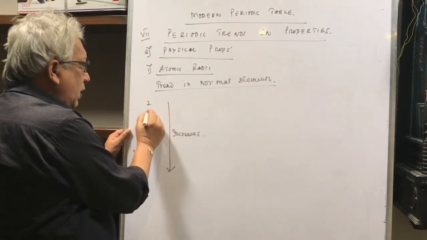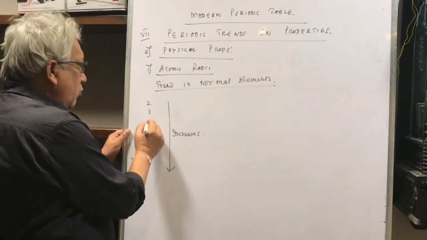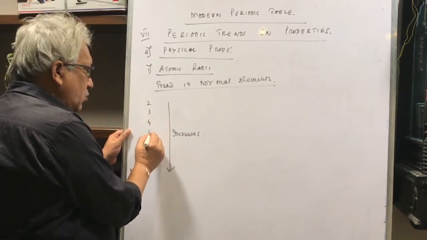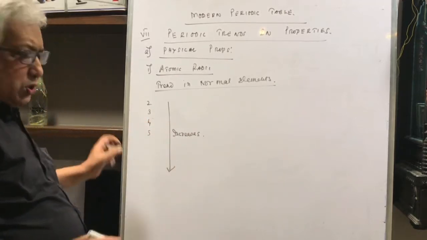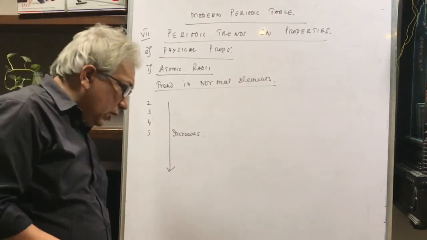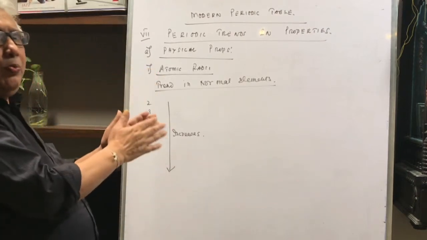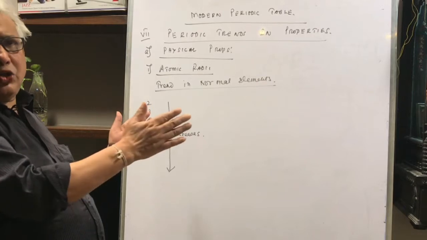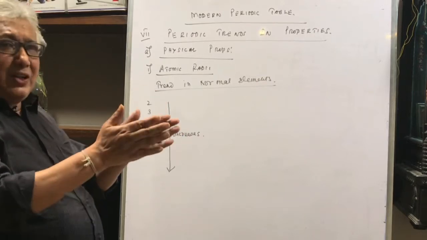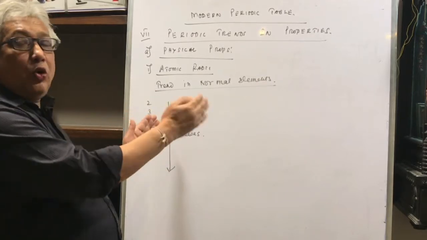For the third period, the third shell is the outermost shell. For the fourth period, the fourth shell is the outermost shell. For the fifth period, the fifth shell is the outermost shell. So obviously what is happening is, as you go down, the atomic number is increasing by a big margin, and to accommodate the extra electrons, the number of shells goes on increasing.